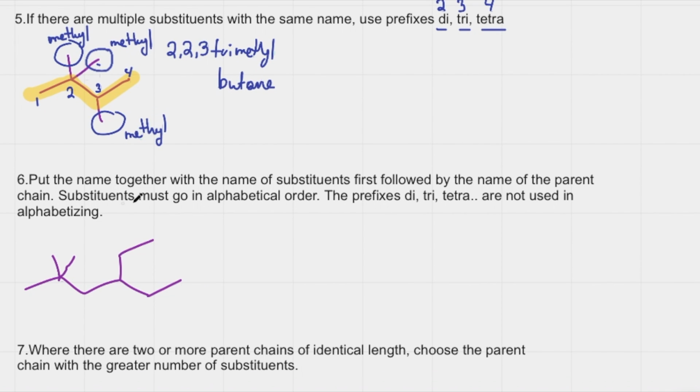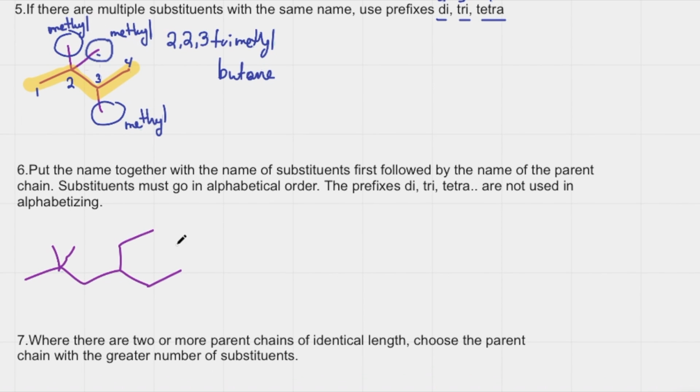So substituents have to go in alphabetical order. Here we did not have to think about it because they were all methyls, so we were fine. But if we have different substituents, they go in alphabetical order, and the prefixes di, tri, etc. are not used in alphabetizing. So again, we start from the beginning.